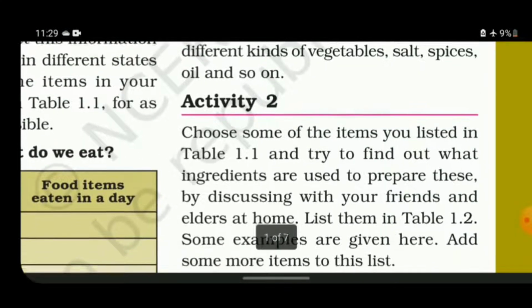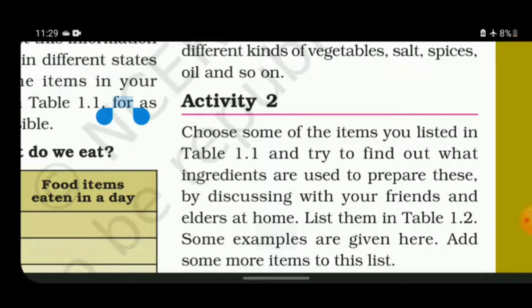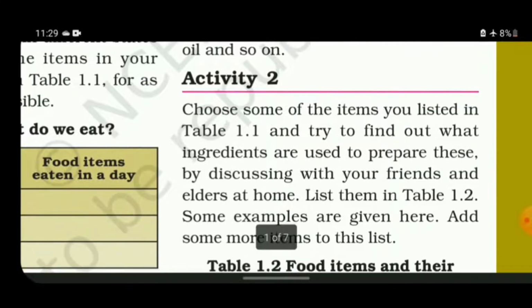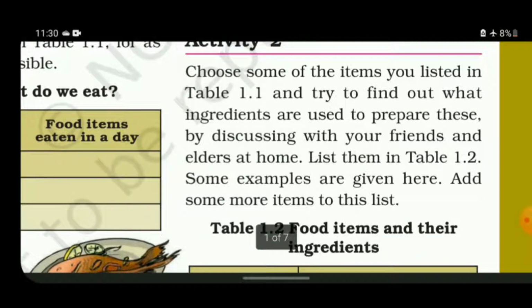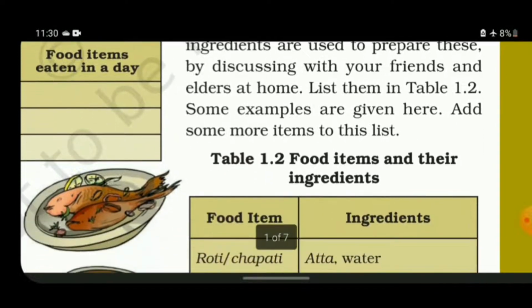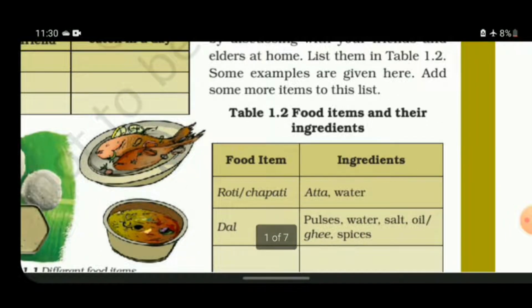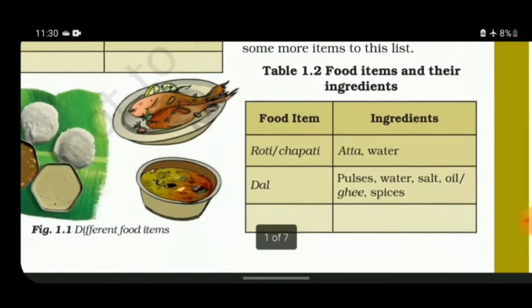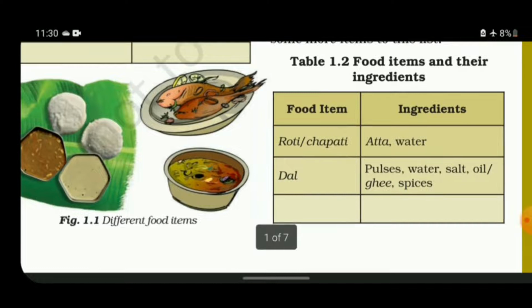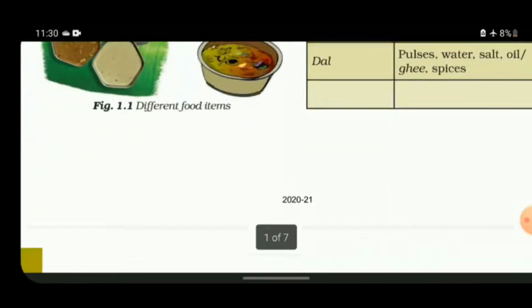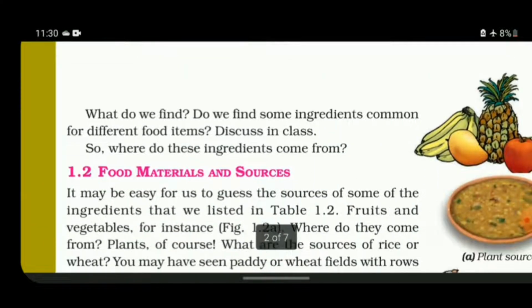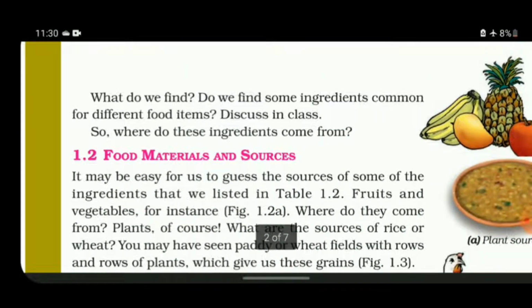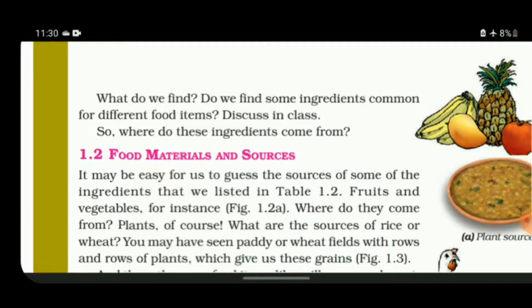Activity 2. Choose some of the items you listed in Table 1.1 and try to find out what ingredients are used to prepare these by discussing with your friends and elders at home. List them in Table 1.2. Some examples are given here. Add some more items to this list. Table 1.2: Food items and their ingredients. What do we find? Do we find some ingredients common for different food items? Discuss in class. So where do these ingredients come from?